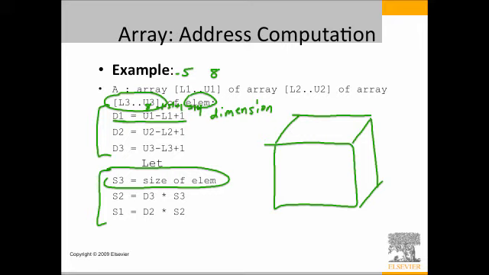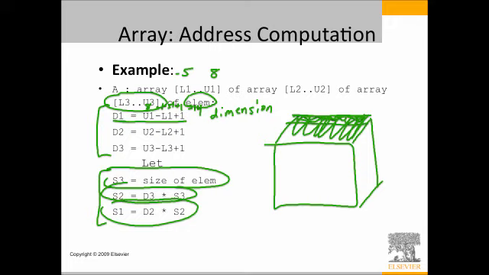So what we're going for secondly is just a single row right here. So that's what S2 is giving me: D3 times S3 is the length of this single kind of row. And then S1 equals D2 times S2. Now we're getting a whole plane in that array.